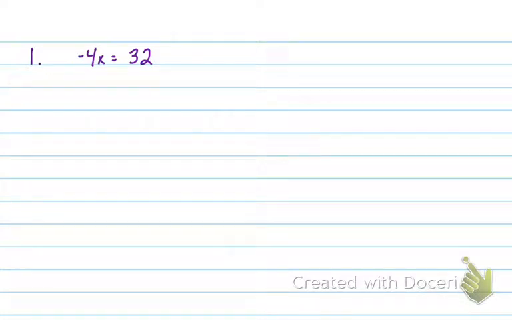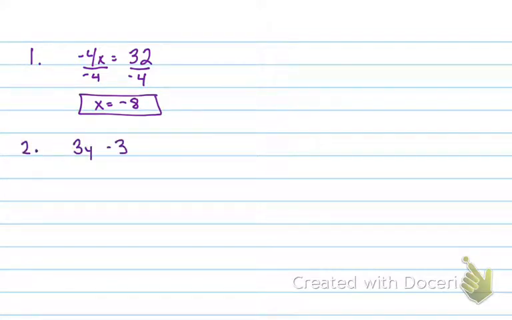All right, Josh, what did you do to solve for x here? Divided by -4 on each side. Yeah, very good. Divided both sides by -4. Did you guys do that? Yes. All right, very good. Did you get -8? Yes. All right, very good. Here's the next question.